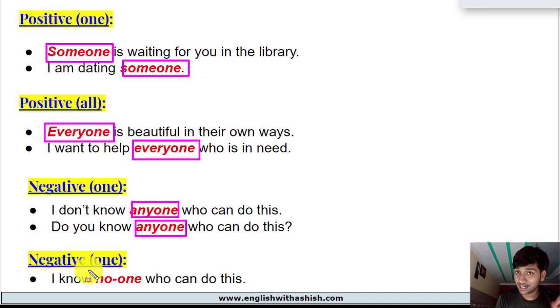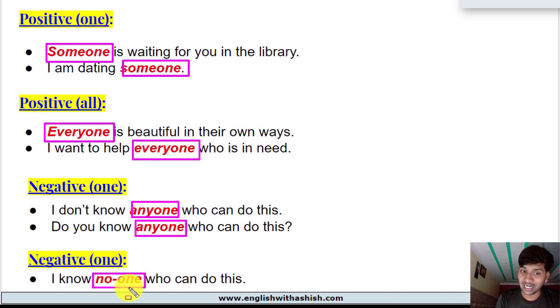The last is no. No one or nobody is used in a positive sentence, but it gives a negative meaning. Understand this. All the pronouns starting with no are used in a positive sentence, but they give a negative connotation, right? Let's look at this example. I know no one who can do this. I know nobody who can do this, right? I know no one who can do this. No one is the object of the verb know.